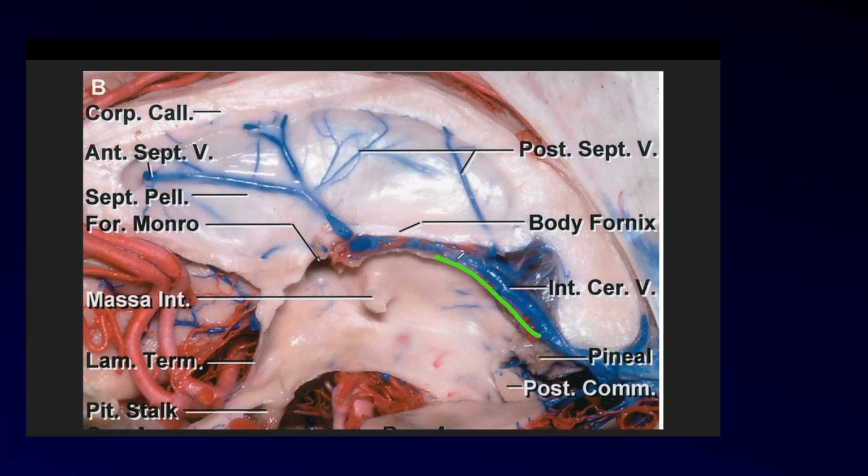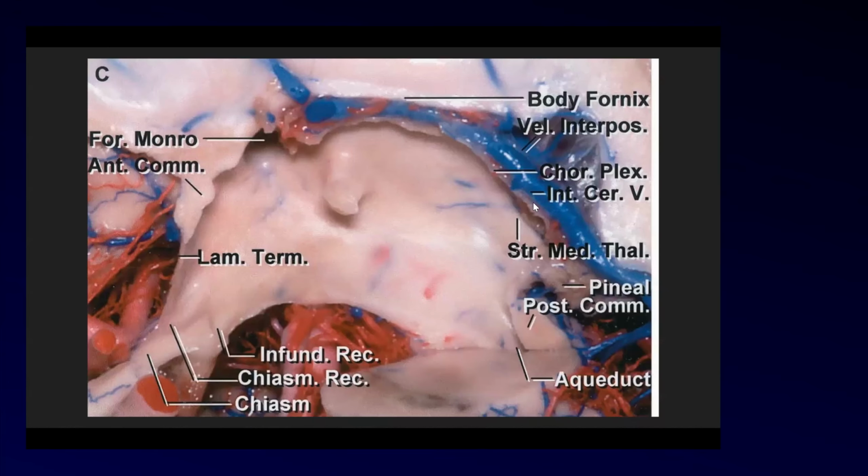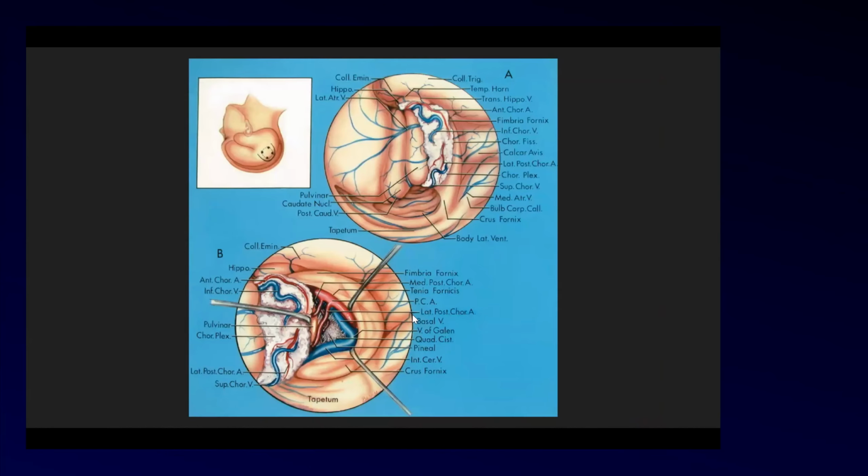Let's look at another image. You can now see that this is the same image, it's just zoomed in. And if you open along this region here, this is the atrium, by the way. If you open along here, you are going to land in the pineal region and the quadrigeminal cistern here.